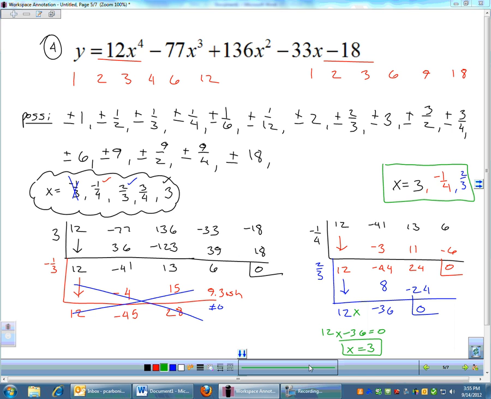Wow, this is taking a lot longer than I thought. You good? All right, we have 2 more, but the next 2 are not going to be as cumbersome.